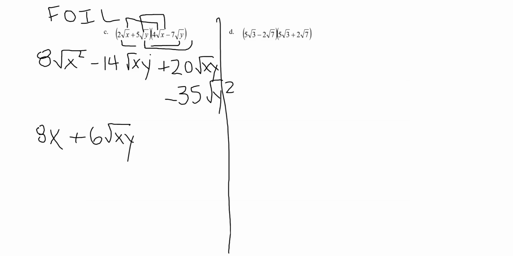And then I have a negative 35 times the square root of y squared, which will simplify to 35y. And that's my final answer.